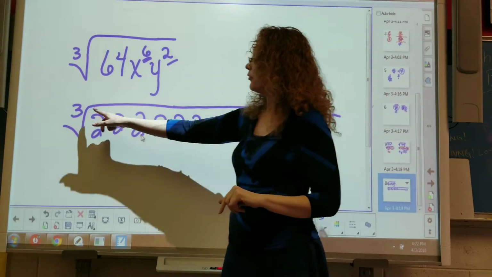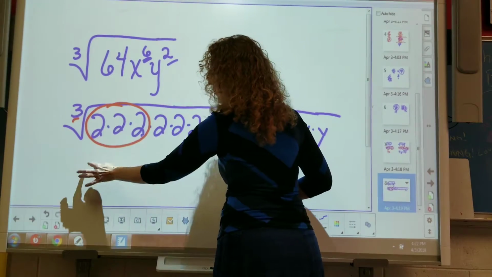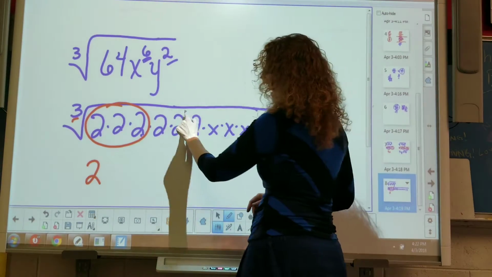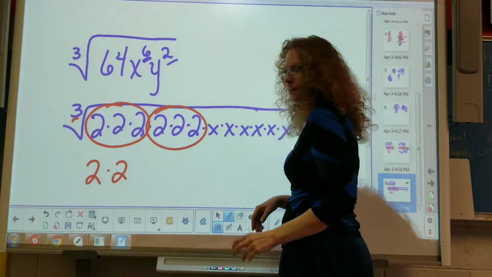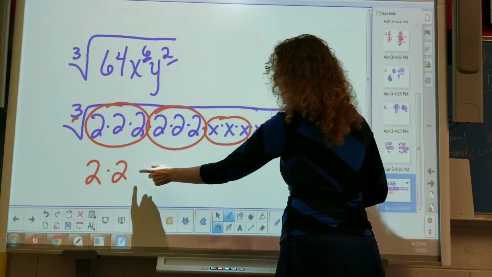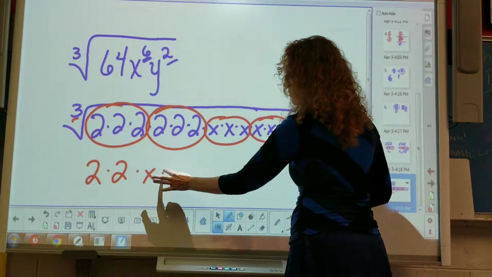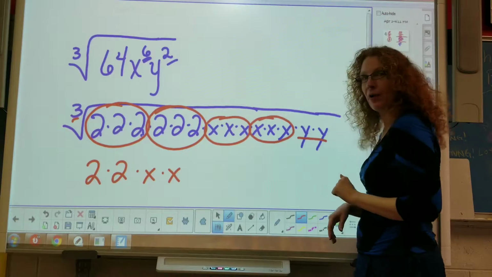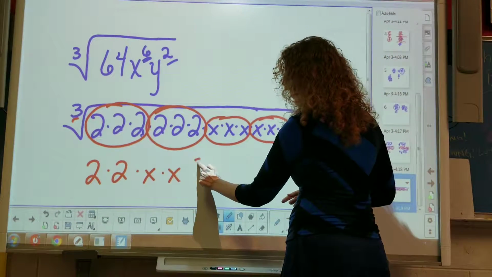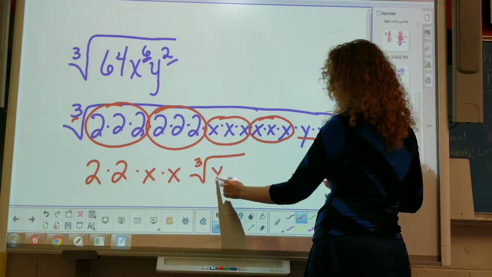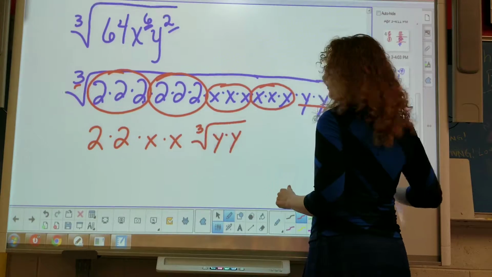I'm looking for groups of 3. I have 3 2's, 1 2 comes out. I have 3 2's going on a date, 1 2 comes out. I have 1, 2, 3 x's, and then I have 3 more x's, but I only have 2 y's. Therefore, none of the y's get to come out. So that means that the 2 y's have to remain in. Anything that doesn't get to go on the date stays in the house.